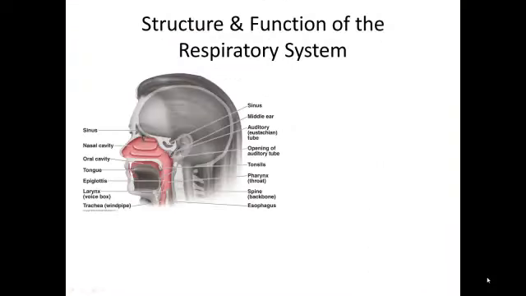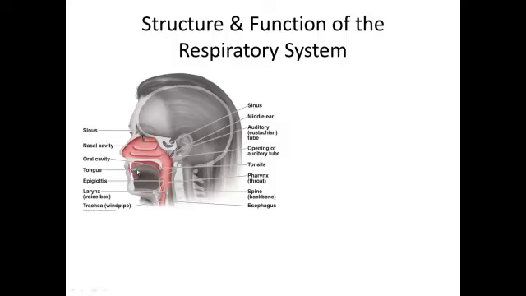Now, the main function of the respiratory system is gas exchange with the blood, taking oxygen out of the air, putting it into the blood. Then when the blood brings CO2 from the tissues, that goes into the respiratory system and back out. Now you have two main parts of the respiratory system. You have the upper respiratory system, like we have in the picture here, and you have the lower respiratory system. Let's talk about the upper respiratory system.